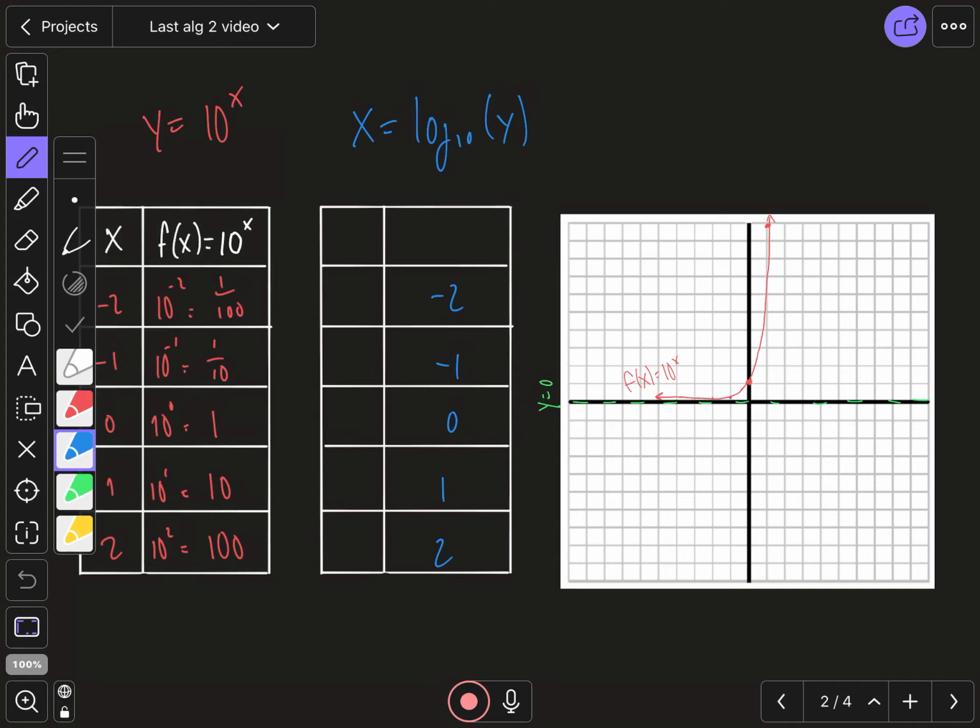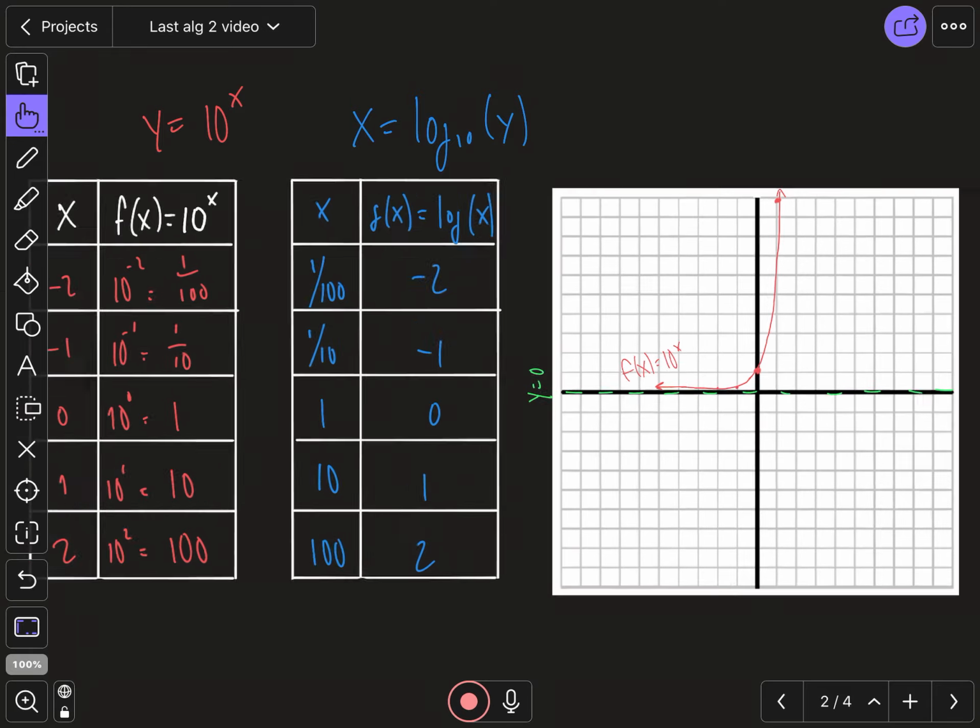So 1/100th, 1/10th, 1, 10, 100. So this would be my new x, but it came from the y's. And then this here we call maybe g of x, which would be log of x. But those are our y values now.